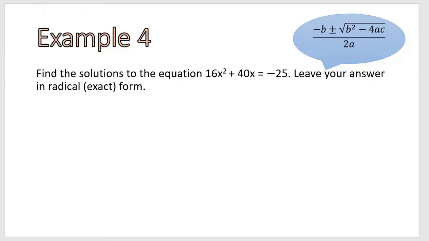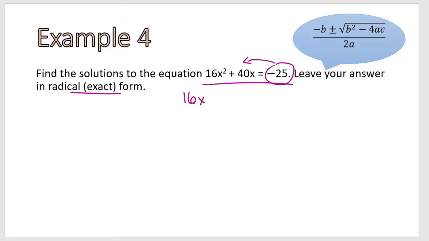In this example, I noticed that I again need to leave the answer in exact form, so I won't be reaching for my calculator in this one either. Looking at the equation, 16x squared plus 40x minus 25, the first thing that strikes me is that this isn't set to 0. So I'm going to have to move this -25 over to the left. We do that by adding 25 to both sides.